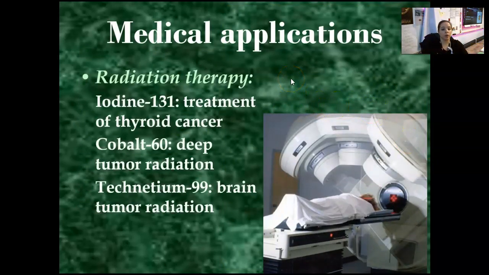Then you have radiotherapy. Again, you have the iodine-131, 131. Cobalt-60, this one you're going to kind of have to memorize. Deep tumor radiation, but it also goes into food preservation, really weirdly. Technetium-99, that's also brain. So think of carbon-11, 11, technetium-99, 99, all go with your brain.